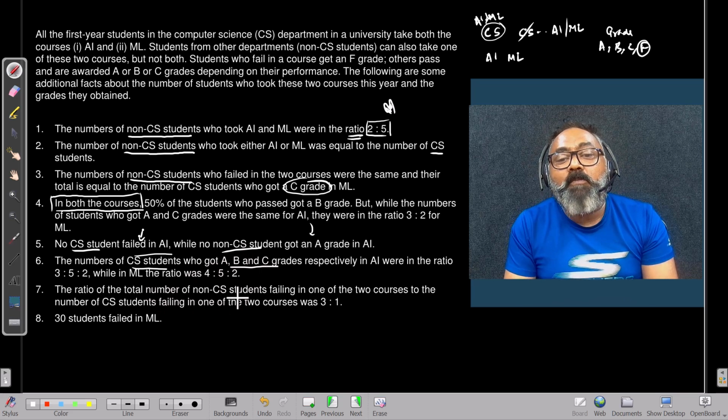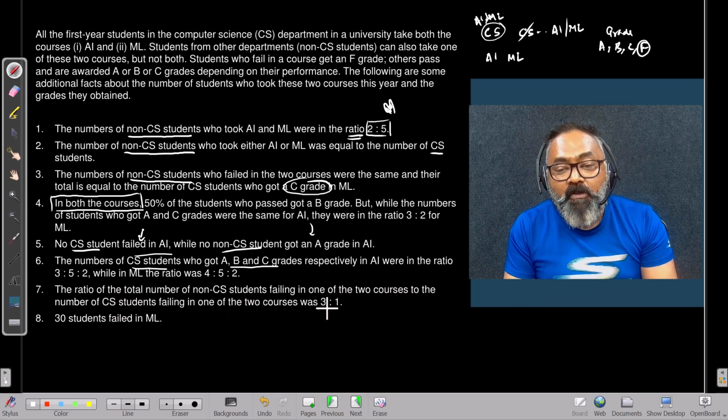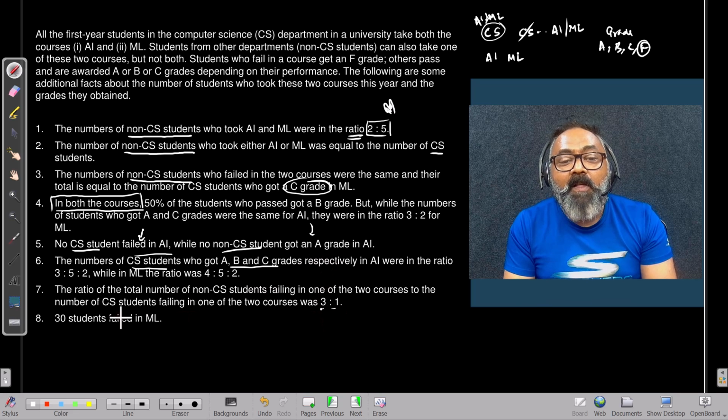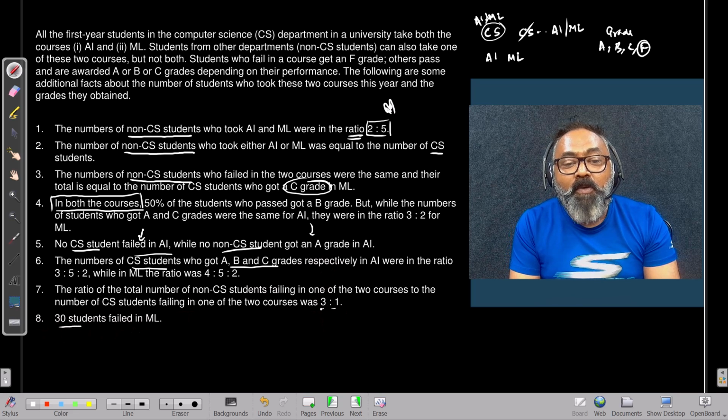This particular department and the stuff about grade. The ratio of the total number of non-CS students failing in one of the two courses to the CS students failing in one of the two courses was in the ratio 3 is to 1. 30 students fail in ML. This is for both the courses.